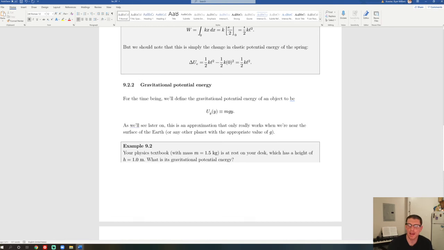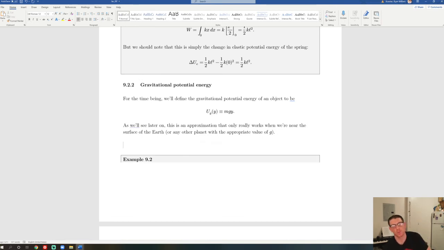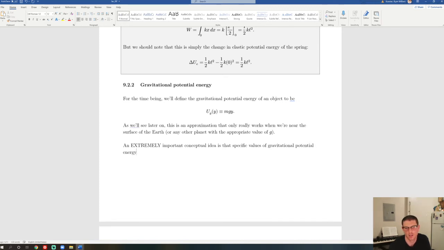Okay, so I do have a very important disclaimer about gravitational potential energy. I'm going to put this in the document. I'm going to say that an extremely important conceptual idea is that specific values of gravitational potential energy in and of themselves are not meaningful. What is meaningful is a change in gravitational potential energy. And so I really want everybody to remember this. And for the time being, I'm just going to assert it and hope that you believe me.